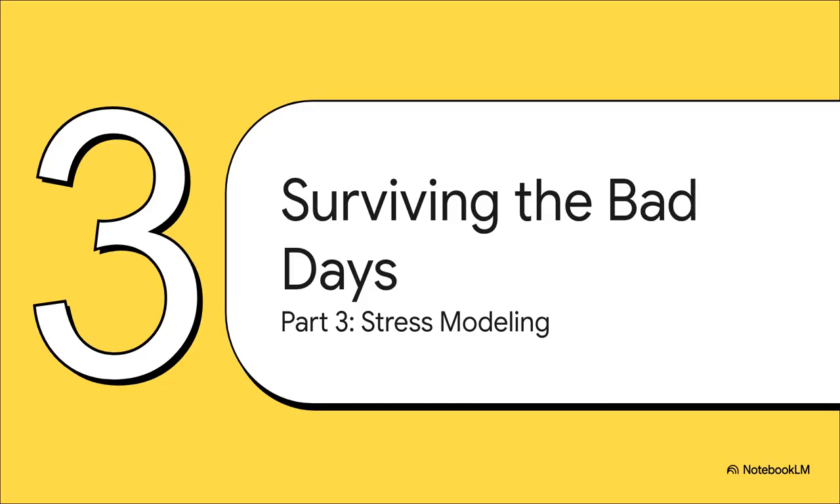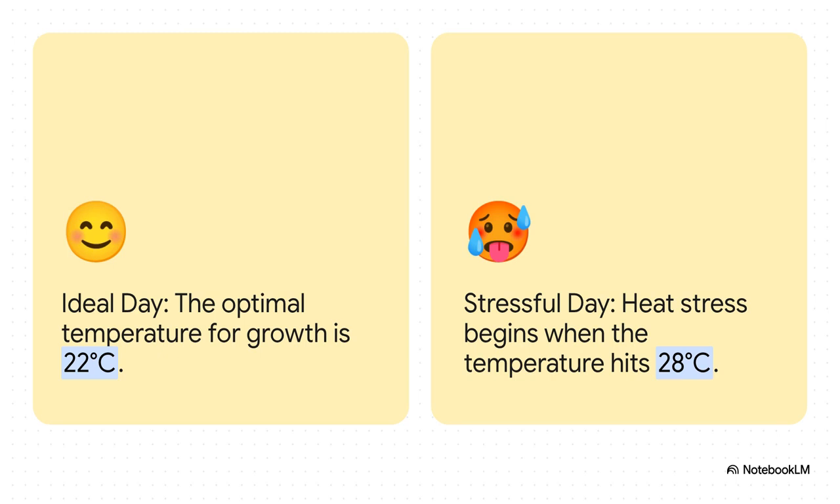Okay, so we've covered the ideal schedule and the perfect power settings, but let's be real. The world is rarely ideal. To be truly realistic, our digital twin has to know how to handle stress. It has to know how to survive the bad days. So let's put it side by side. We know the perfect day is a comfy 22 degrees. But the model also defines a very specific tipping point. The second the temperature hits 28 degrees Celsius, boom, the plant officially enters a state of heat stress.